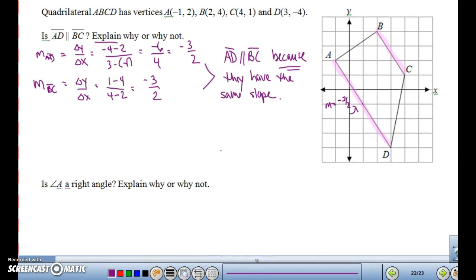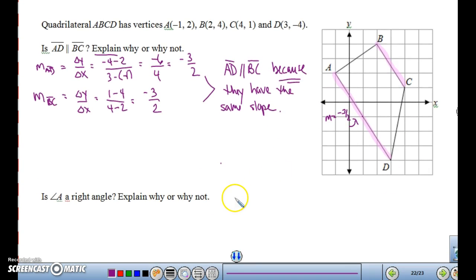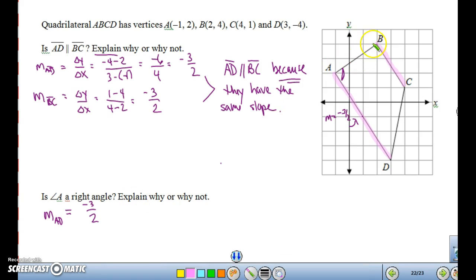Now, is angle A a right angle? Explain why or why not. Well, in order to figure out if A is a right angle, this angle right here, what would have to happen? Well, AD would have to be perpendicular to AB, correct? All right, if AD is perpendicular to AB, then it would be a right angle. We know the slope of AD we found up above was negative 3 over 2. Now, what is the slope of AB? This line right here is the other line that would make it perpendicular.